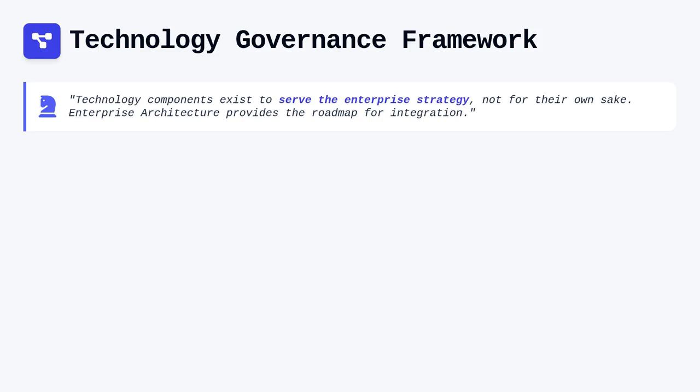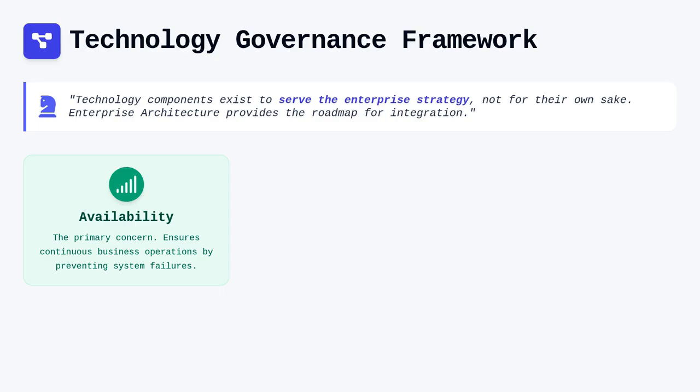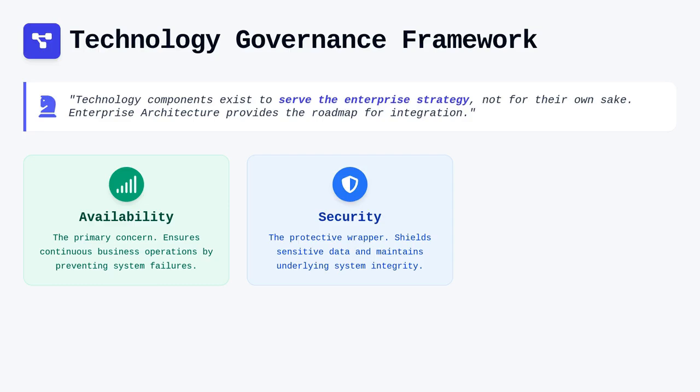To govern these technology components effectively, we must first recognize that they exist to serve the enterprise's strategy rather than existing for their own sake. An enterprise architecture approach is essential here, as it provides the roadmap for how infrastructure and applications are integrated to support organizational objectives. Availability is the primary concern for most infrastructure. If the network or the server environment is offline, the governance system fails in its duty to support continuous business operations. Security acts as the protective wrapper around these components, ensuring that sensitive data is shielded from unauthorized access while maintaining the integrity of the underlying systems.